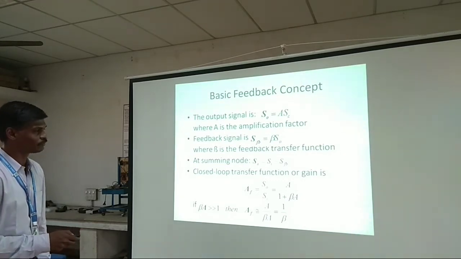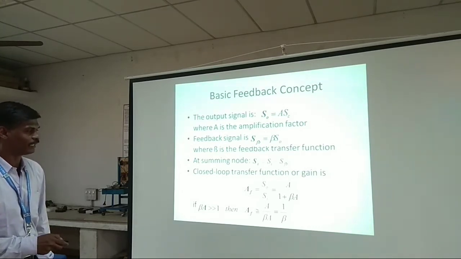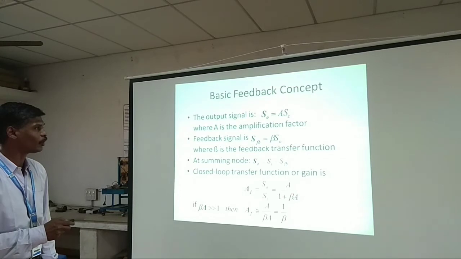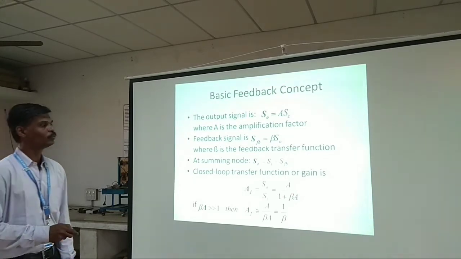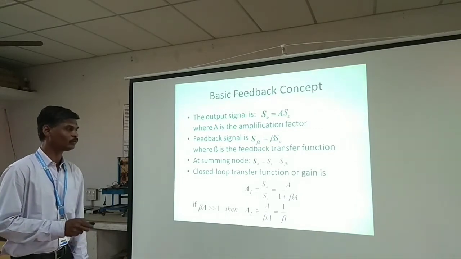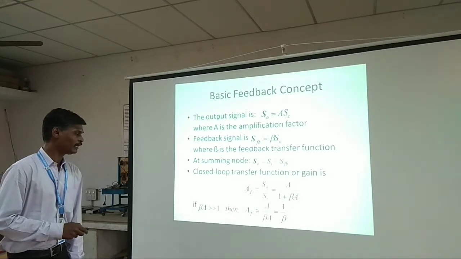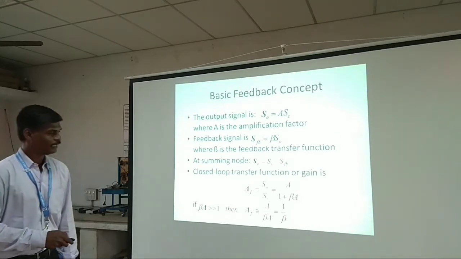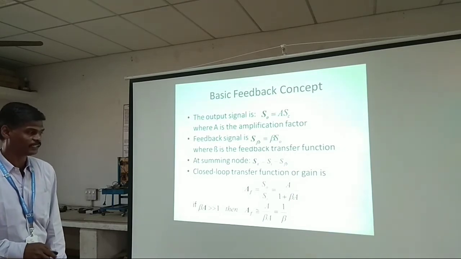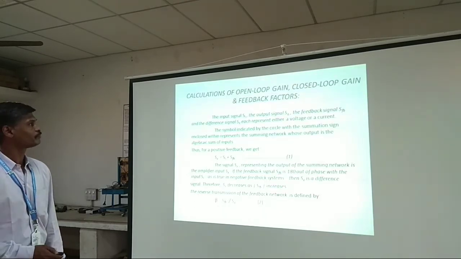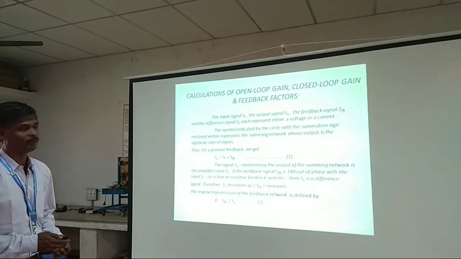The closed loop transfer function or the gain is thus given by AF is equal to S0 by SI, where S0 is the actual output which we get from the amplifier, and SI is the actual input which is given to the circuit, and that is equal to A by 1 plus beta A. And if beta A is much more than 1, then the gain will be approximately A by beta A, that is equal to 1 by beta, which is nothing but the feedback factor.